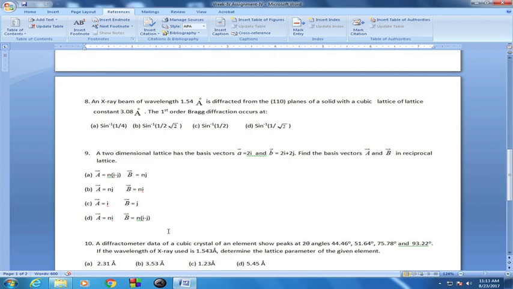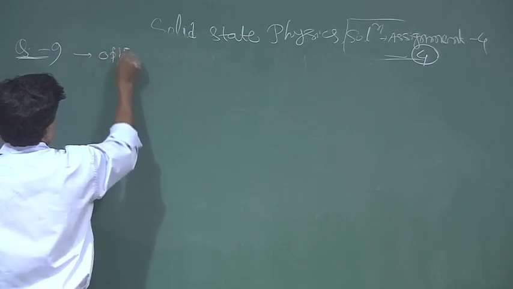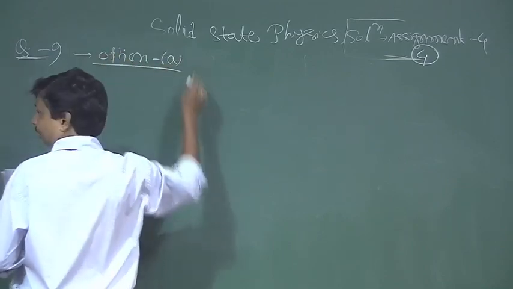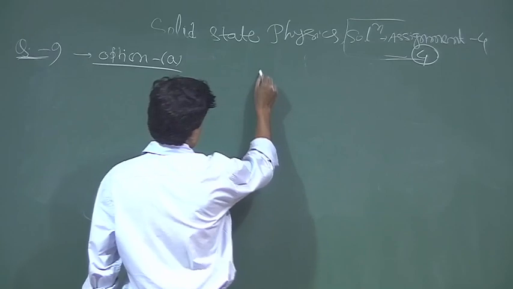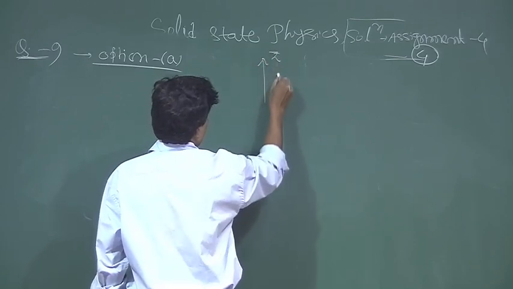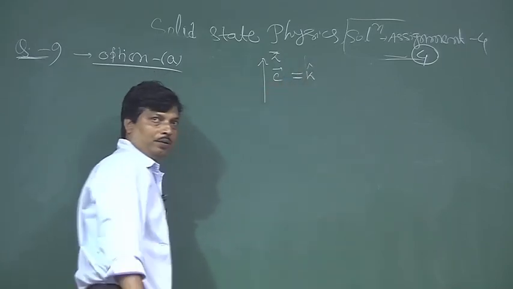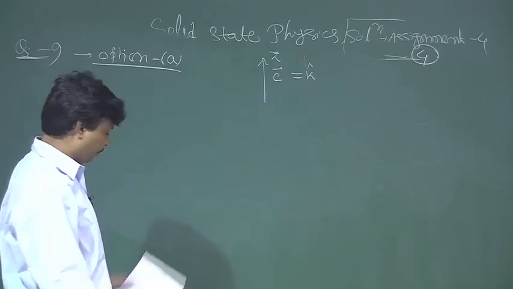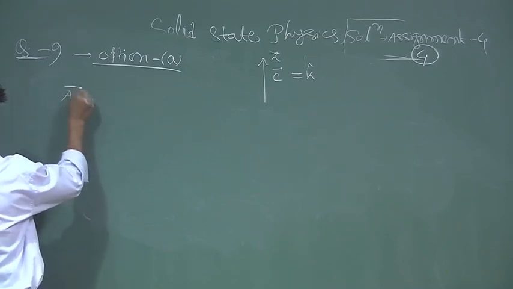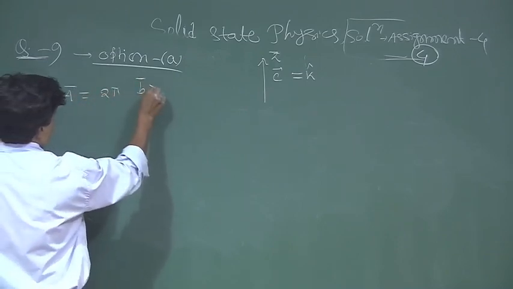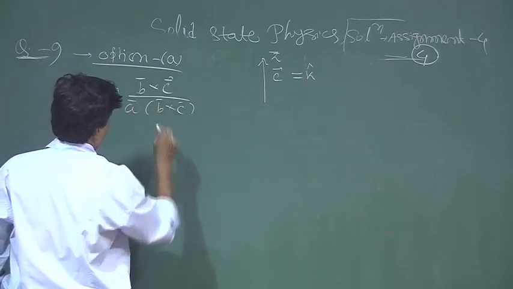We are discussing question number 9, and first, as previously, we will write the correct option, option A. Here there is a third vector C, which we will assume along the z direction, that is nothing but the orthogonal unit vector k. So, we know that in the reciprocal lattice, A is equal to 2 pi b cross c by a dot b cross c.